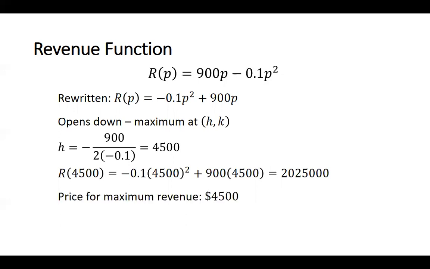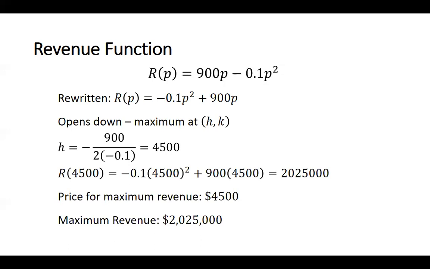So the price for maximum revenue is to sell the TVs for $4,500 each. And that is going to give us a maximum revenue of $2,025,000.